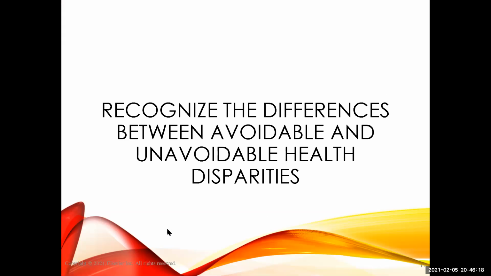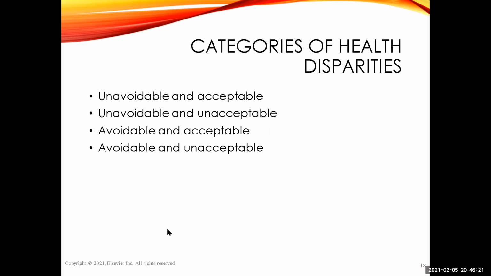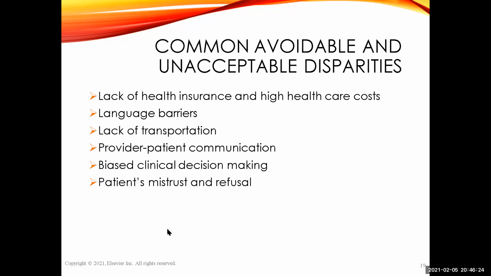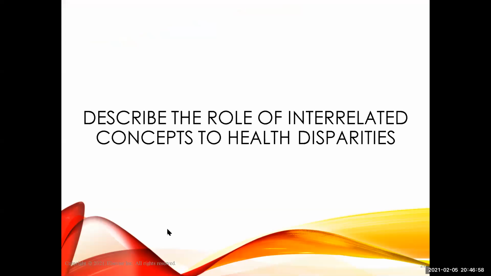So recognizing the differences between avoidable and unavoidable health disparities. Avoidable and unacceptable disparities are, obviously, we've heard this, a lack of health insurance, higher healthcare costs. I cannot believe how high healthcare costs are now. And language barriers, lack of transportation. These are all avoidable and unacceptable disparities. Okay, I'm going to keep going.